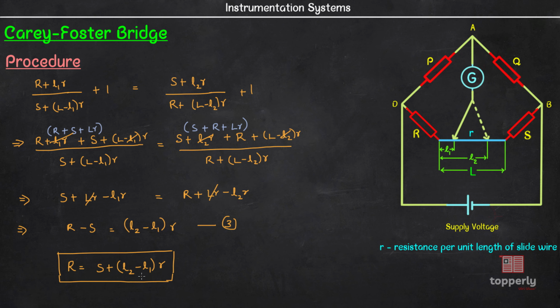As you can see, this method is very simple, right? However, there is a slight inconvenience. In practical scenario, it is not very easy to find the value of this small r. So, to remove this small r from the equation, we add two more steps to the procedure.